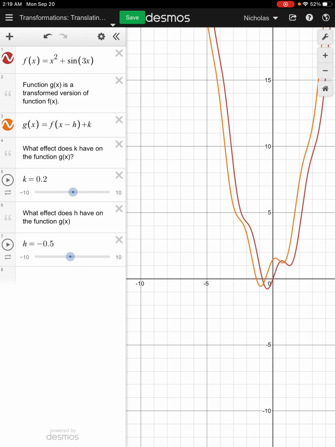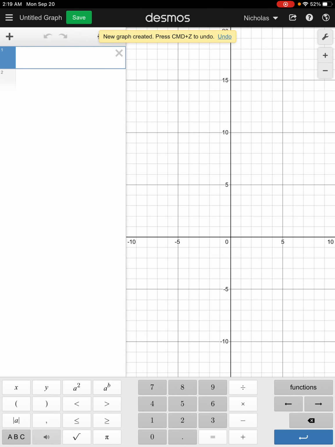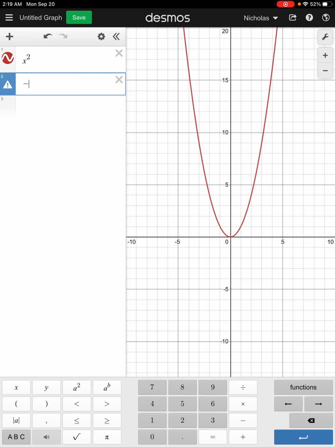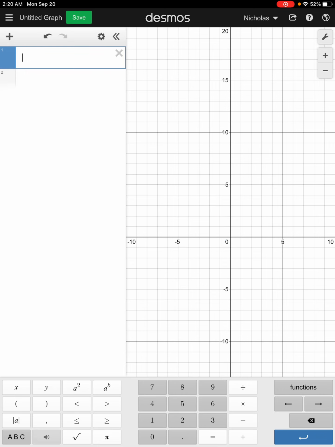Okay, so let's see here. Let's take Desmos. Let's get our blank graph. And let's take x squared. So our parent function is x squared. I want to reflect it in the x-axis. So, looking at my rules, I'm going to make the whole thing negative, and it gets flipped over the x-axis.